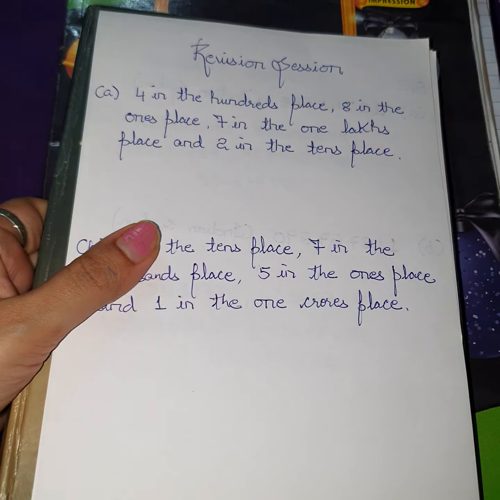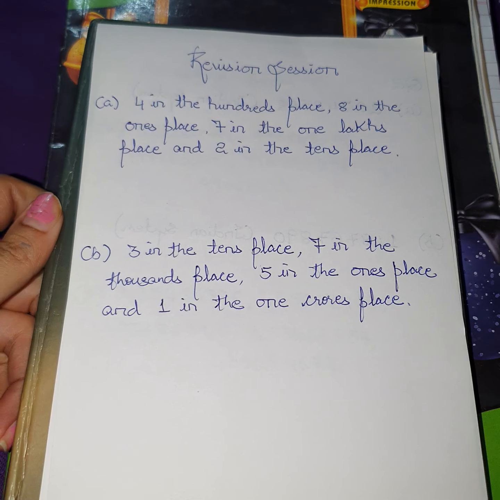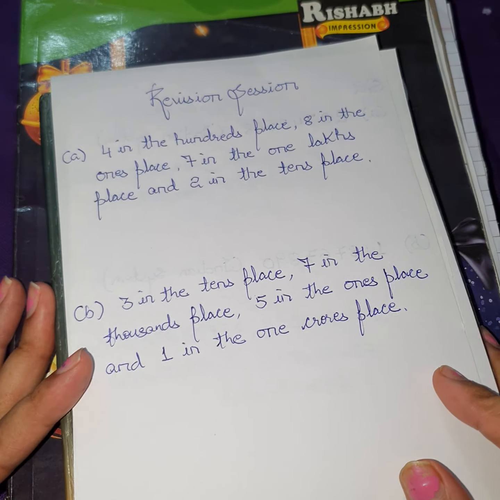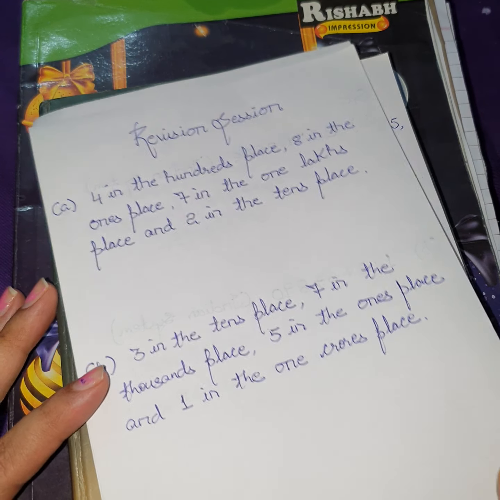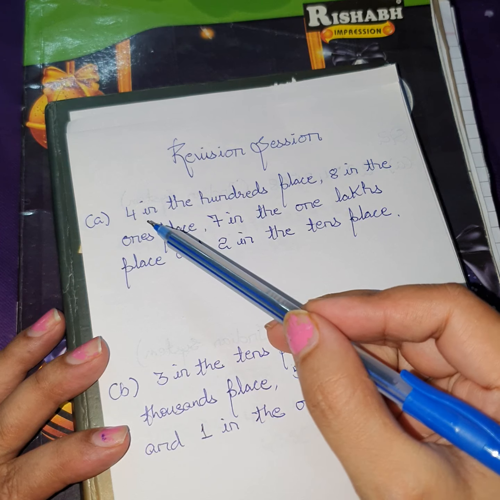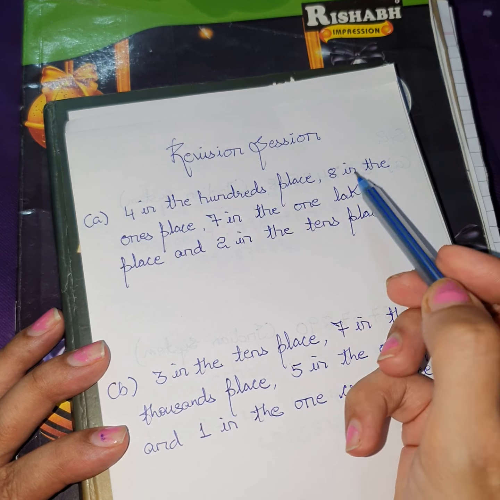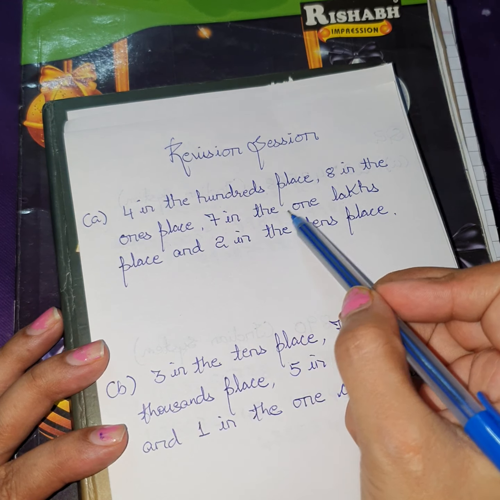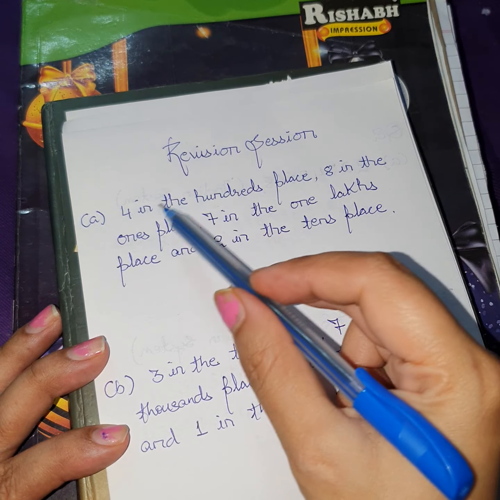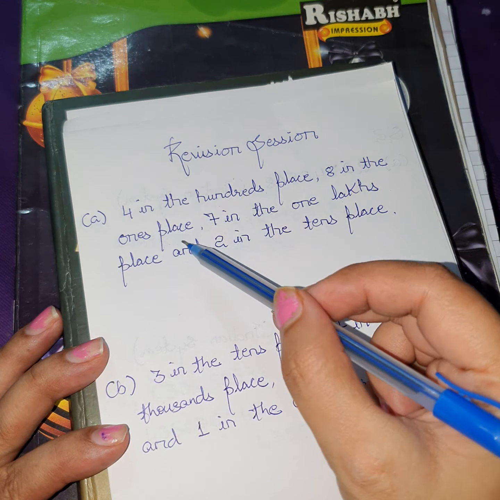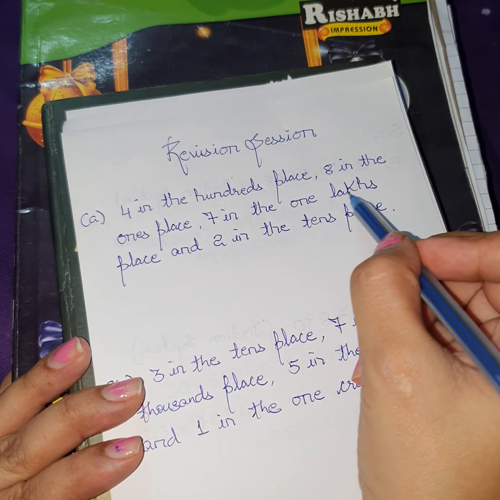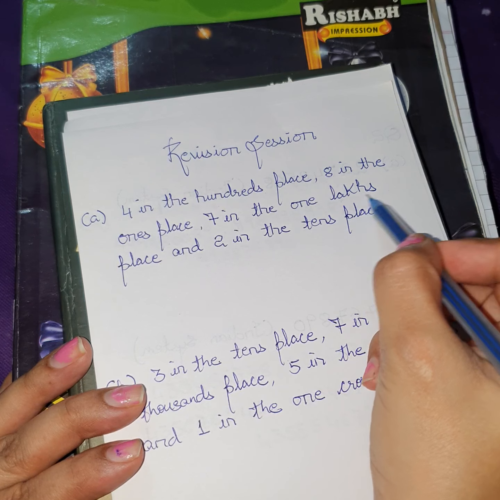So pay attention here. See, in your revision session, question number first, I gave you to frame the numbers. Then what I have written in first part: 4 in the hundreds place, 8 in the ones place, 7 in the 1 lakhs place, and 2 in the tens place. So this was the information, and according to this information I told you to form the number. See students, here the highest place is lakh place.